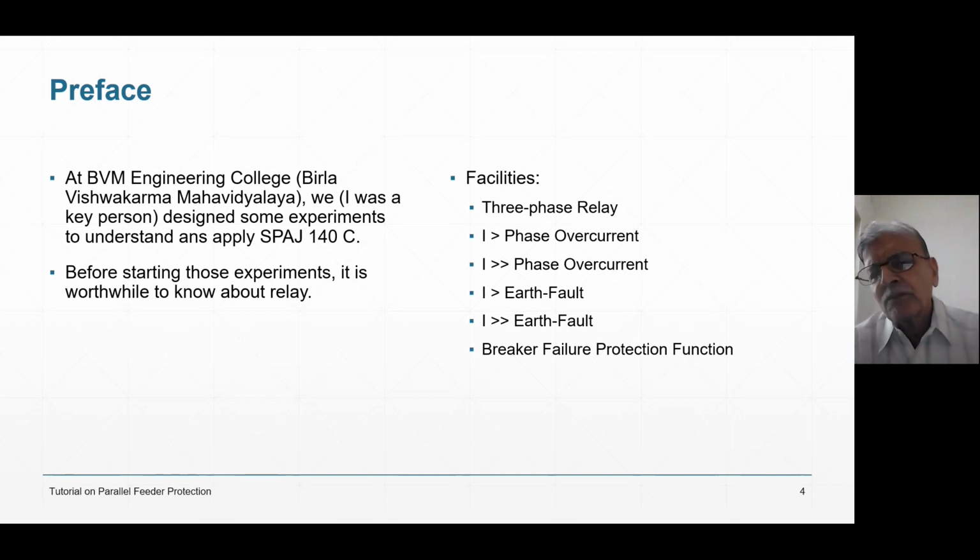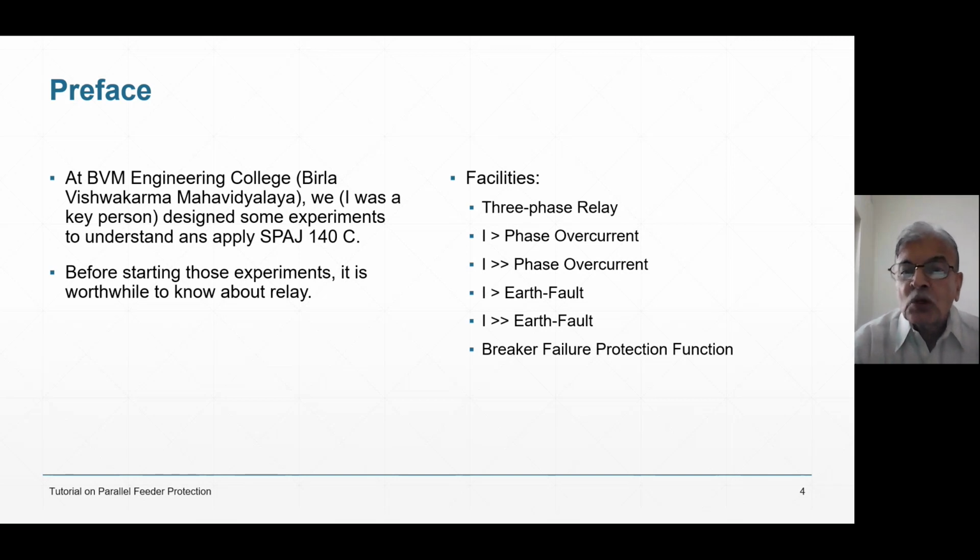It is a 3-phase relay. Facilities are I greater than, that is low phase overcurrent. It is a time delayed version, right? When the current exceeds the plug setting, when the current exceeds its pickup setting, the relay will operate after a certain time delay. Then they have got I double greater than facility, which is so to say instantaneous, but they provide time delay there also. So it's a definite time version.